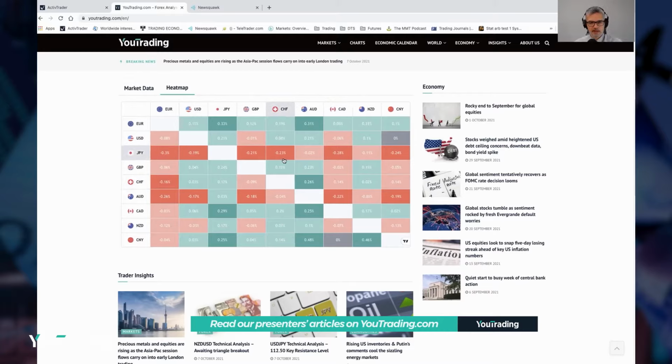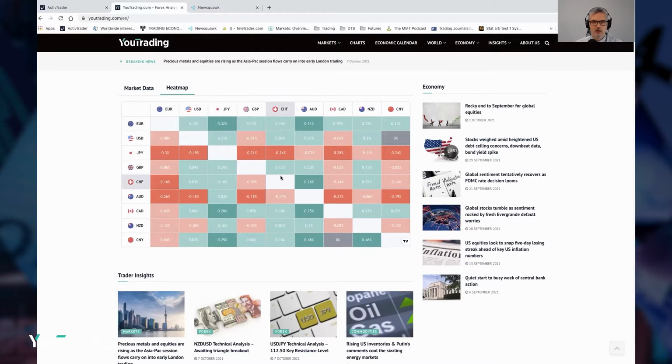That means there are flows out of the safe haven of the yen. Also, if you look to the Swiss franc, that's mixed, so it's not exactly a total risk on, risk off day. There's also a mixed US dollar, and we've talked about that because we've got the non-farm payrolls coming up later this afternoon. The euro looks like it's the strongest at the moment.